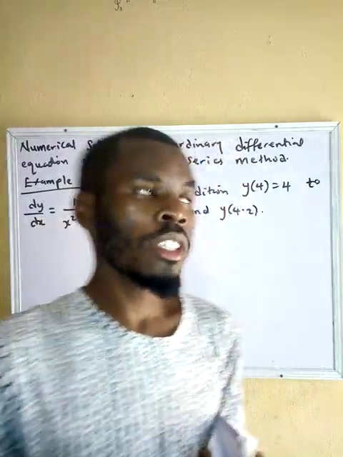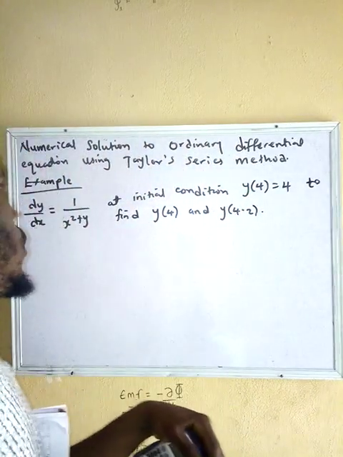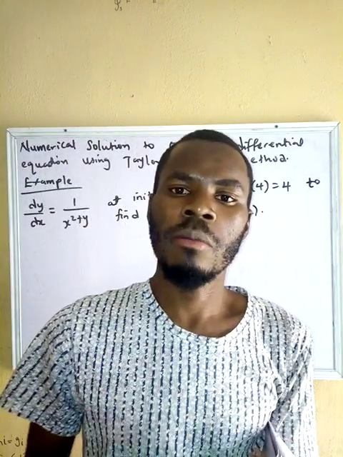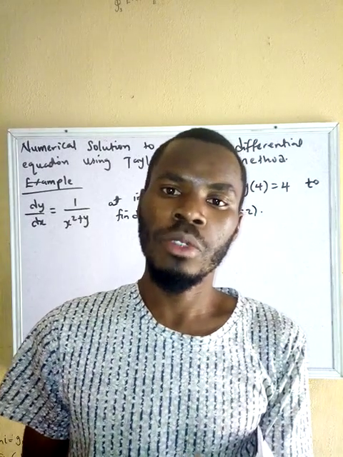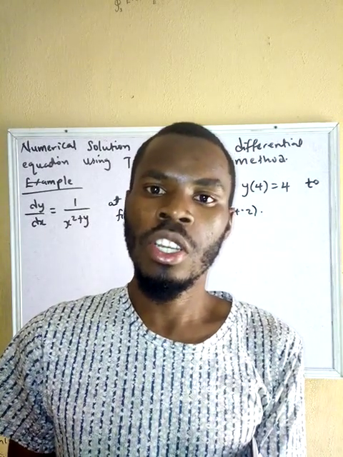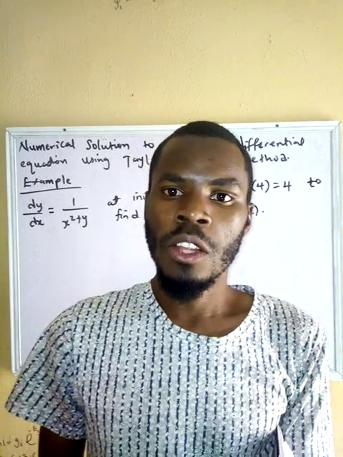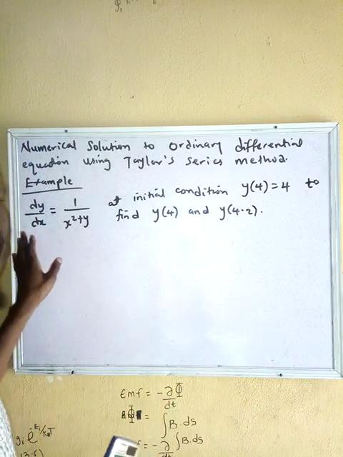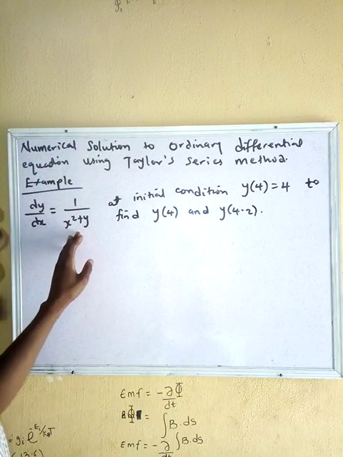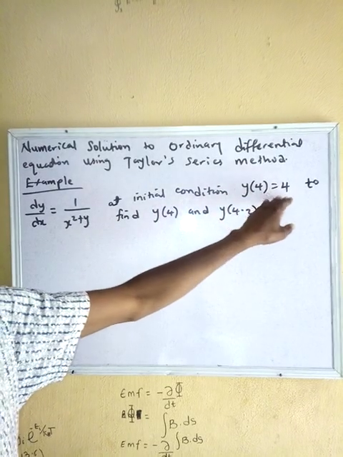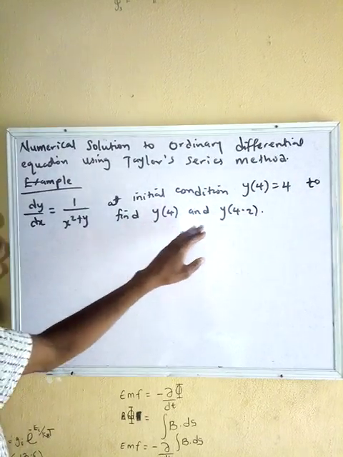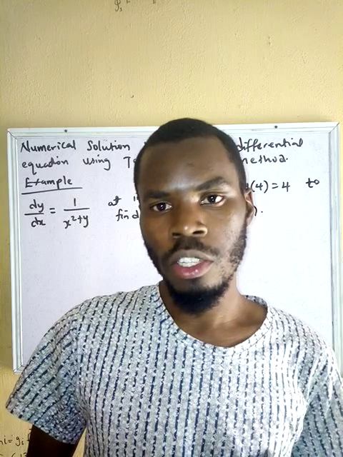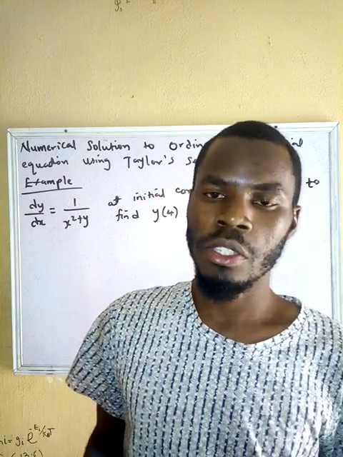Today we shall be solving numerical solution to ordinary differential equation using the Taylor series method. So in this video, I'll be taking it step by step in order to solve a numerical problem of differential equations using the Taylor series method. I will be using this example on the board: dy/dx is equal to 1 over x squared plus y, with initial condition y of 4 is equal to 4, in order to find y of 4 and y of 4.2. So in order to solve this problem, there are some steps that we need to take in order to find the solution to this particular problem.